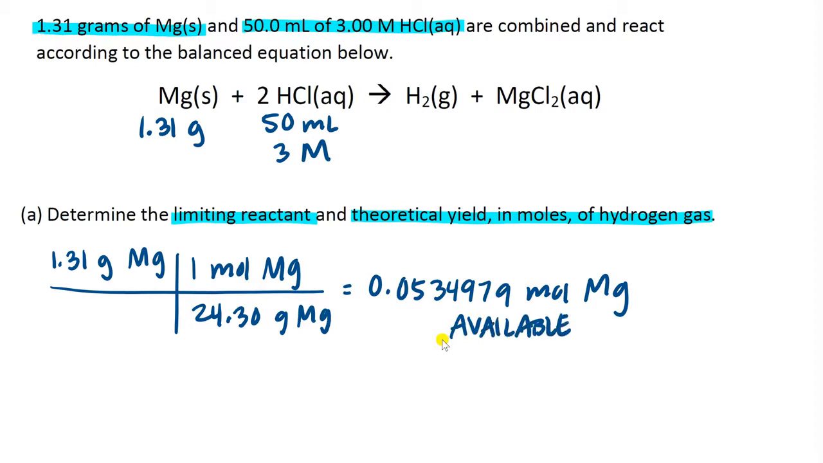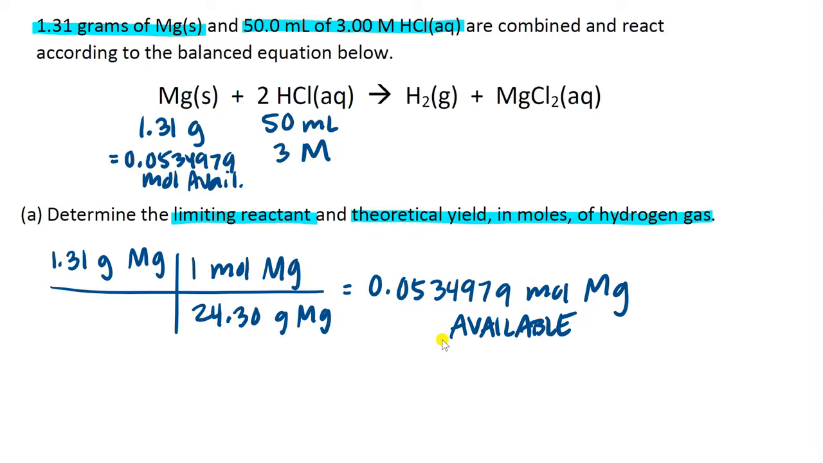Okay, and you can even copy down this value underneath of our balance equation. This equals 0.0534979 moles that we have of magnesium available for the reaction. Okay, let's move to reactant number 2, the hydrochloric acid.